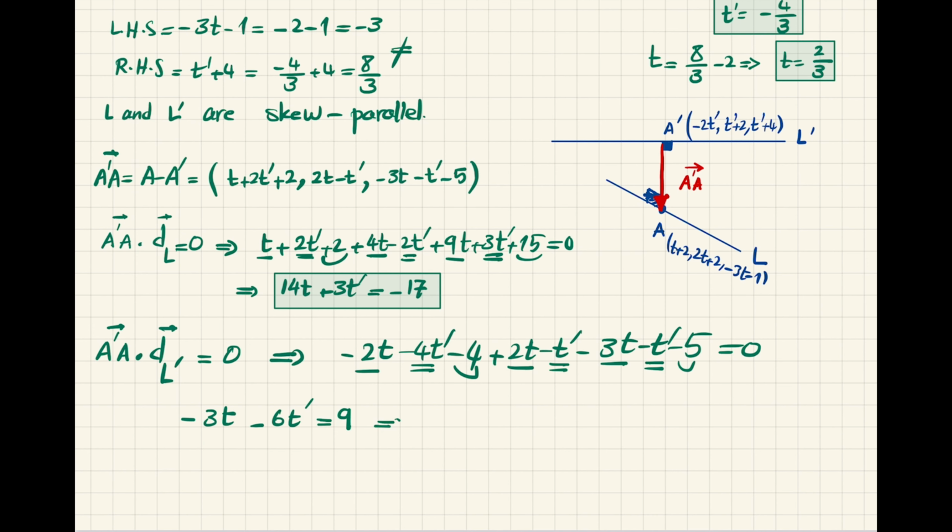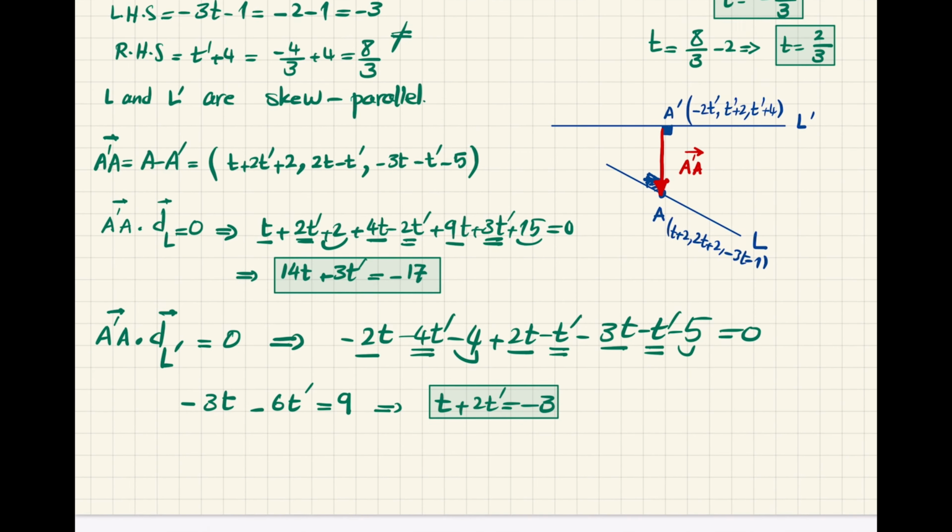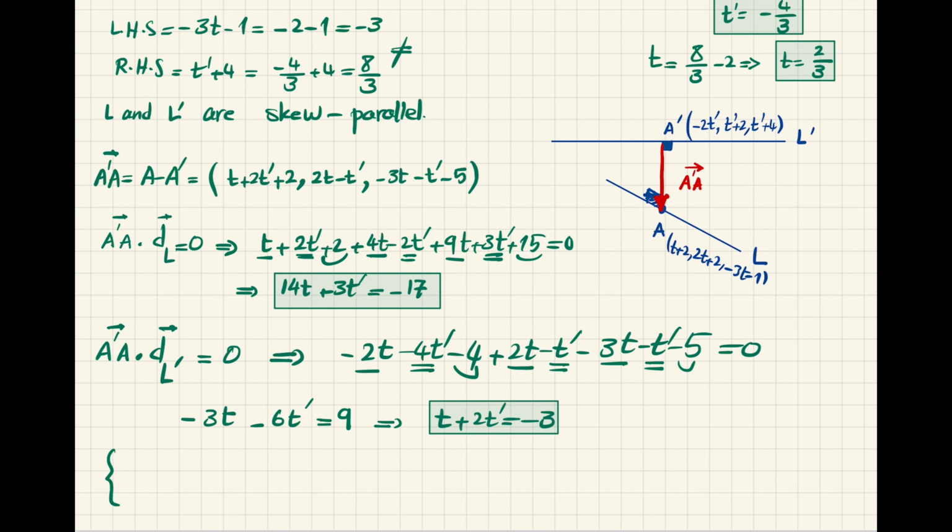Let me simplify that. Let me simplify it by minus 3, so it becomes t plus 2t prime is minus 3. Yes, so I have two equations in two unknowns. I can simply solve that equation, yes?